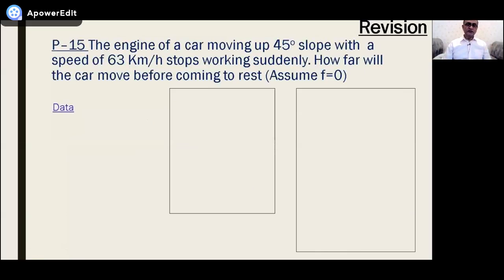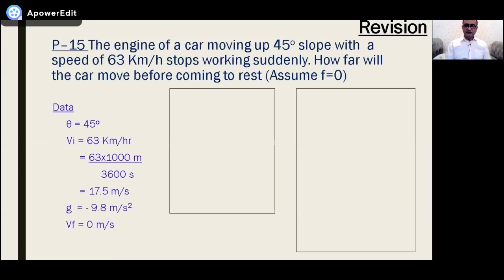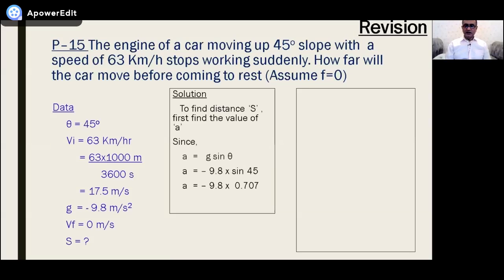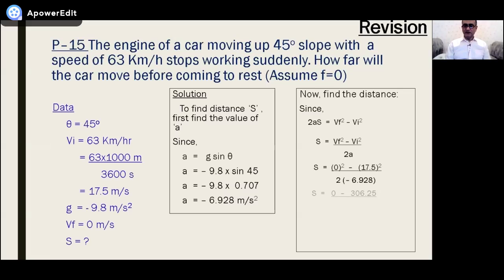Same sort of question, but instead of a cyclist, a car is there. The angle is 45 degree, and the speed of the car is 63 kilometer per hour. So we converted 63 kilometer per hour into meter per second. Again, the value of G is minus 9.8, VF is 0, frictional force is 0. The same pattern would be followed. First, we will find A, acceleration. Then we substituted the value in this formula and we got this. So that was done yesterday.